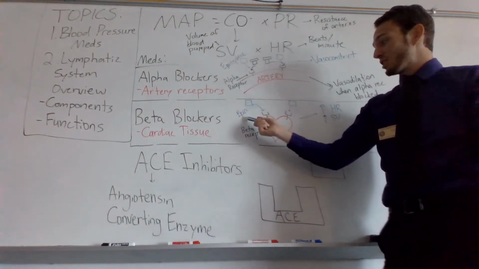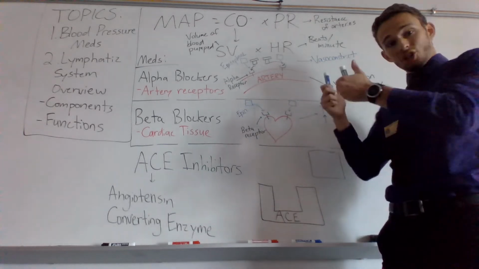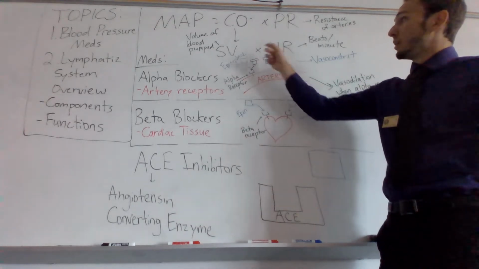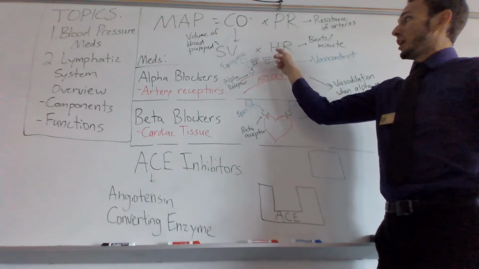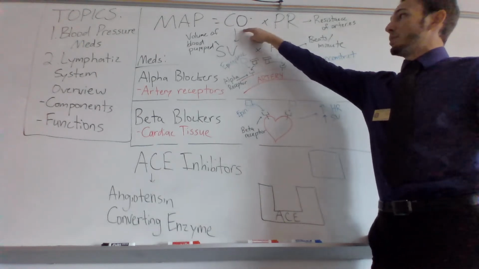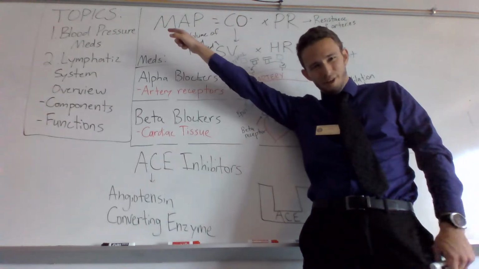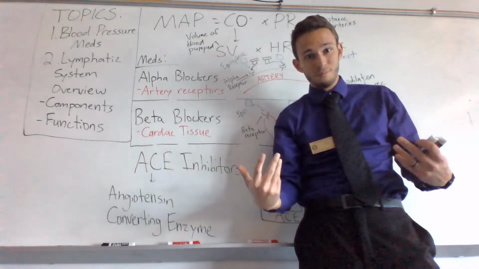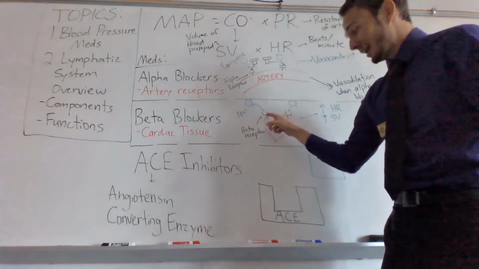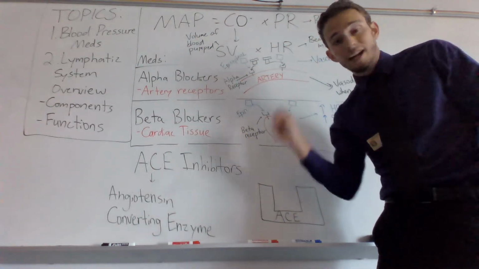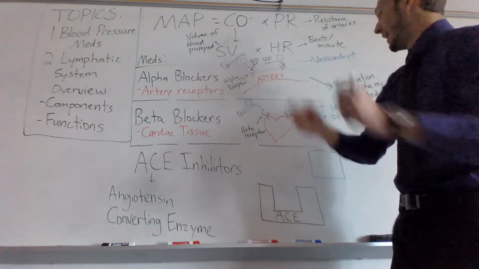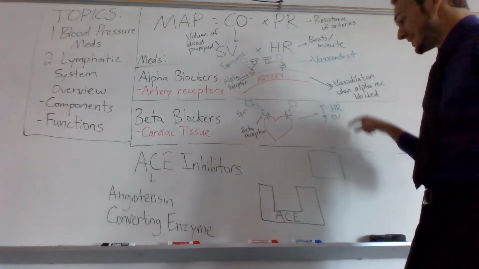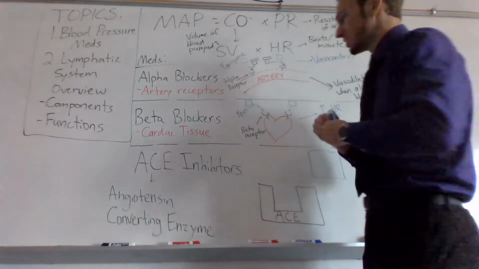So if epinephrine is binding, increased heart rate, increased stroke volume, we know what that's going to do. If we increase these variables, it increases our cardiac output, therefore increases our blood pressure. So what do we want to do? We want to block these receptors. We want to block them, so if epinephrine does not bind, the heart rate will actually go down and the stroke volume will go down. So the same exact thing.